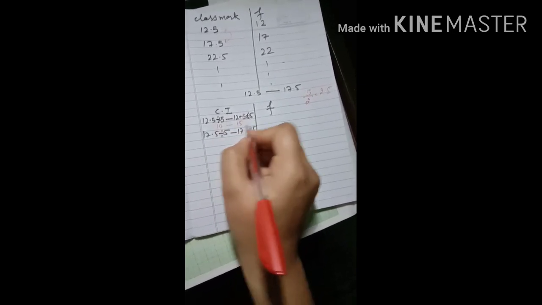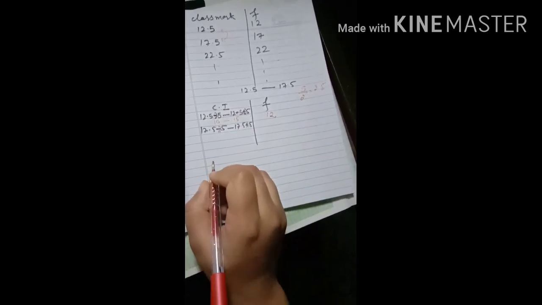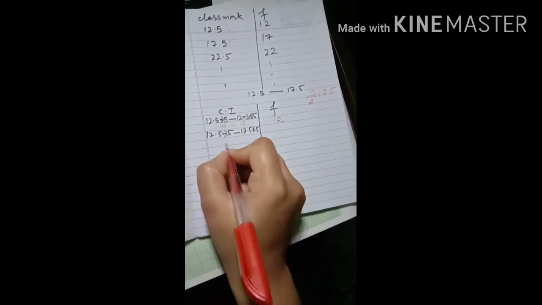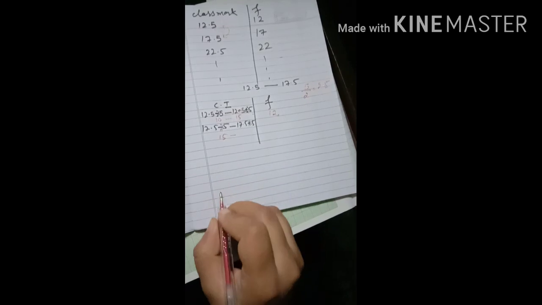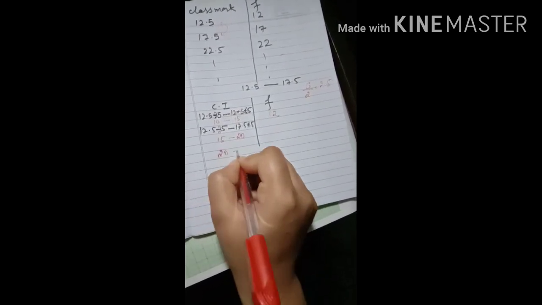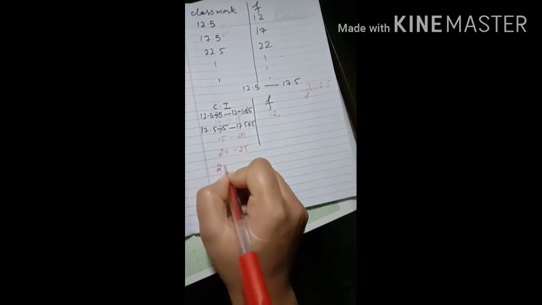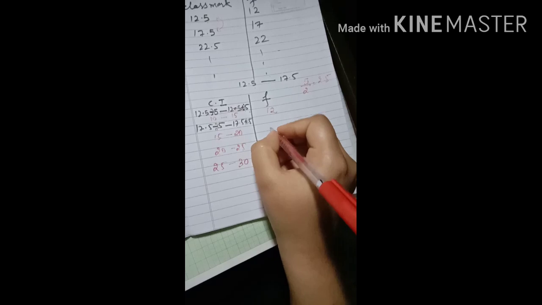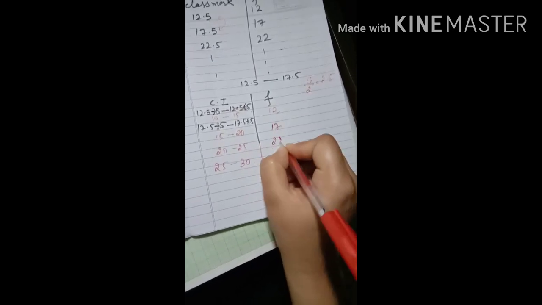तो 10 to 15 क्लास की फ्रीक्वेंसी 12. Similarly 17.5 में से 2.5 माइनस करो 15 and then add 20, 15 to 20, 20 to 25, 25 to 30. Similarly we get the class marks with the respective frequencies. Okay.